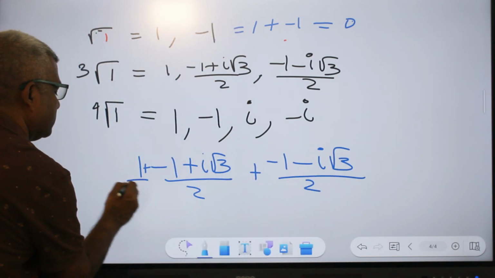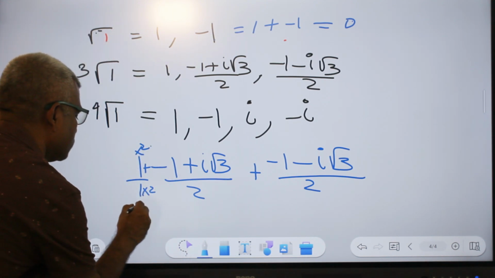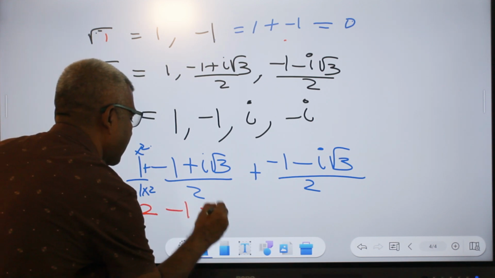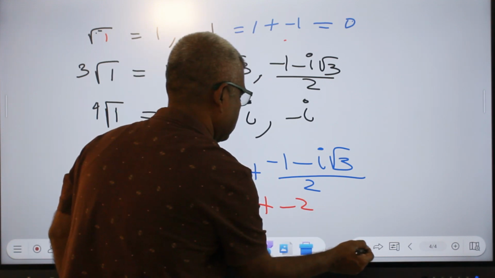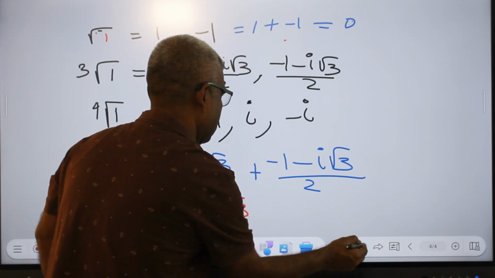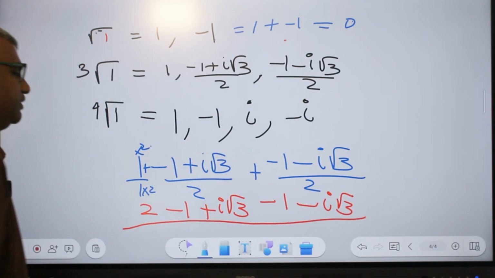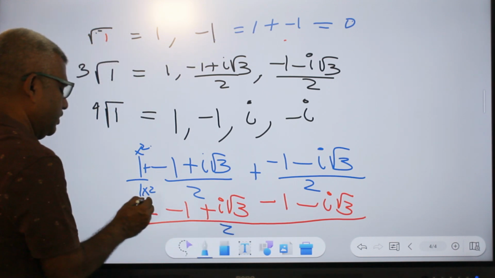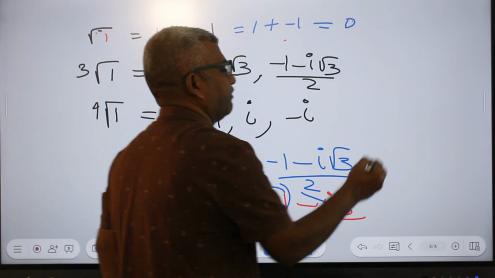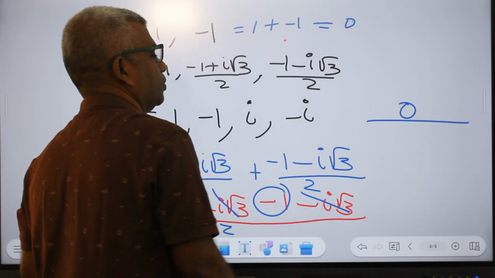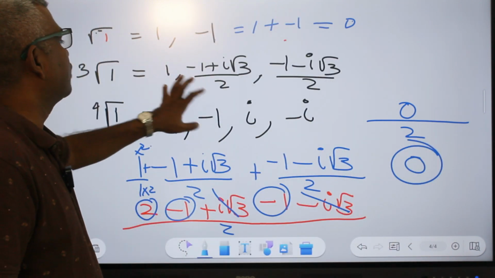Take LCM. Here multiply by 2, here multiply by 2. What will happen? 2, minus 1 plus i root 3, plus minus 2, minus 1 minus i root 3, by 2. This 2 minus 1 minus 1 will be 0. i root 3 minus i root 3 will be 0. 0 by 2, so it will be 0. Okay, so it is proven.